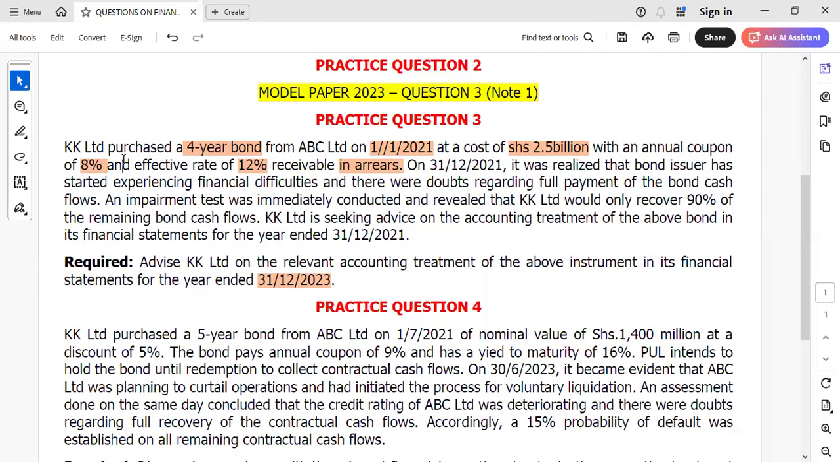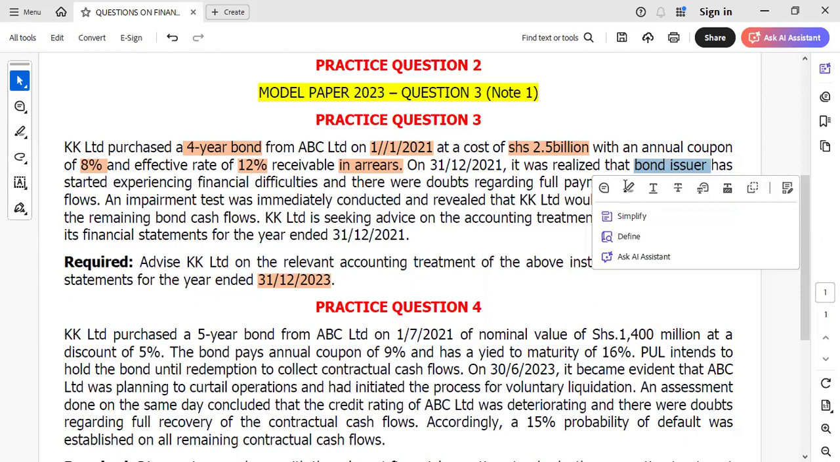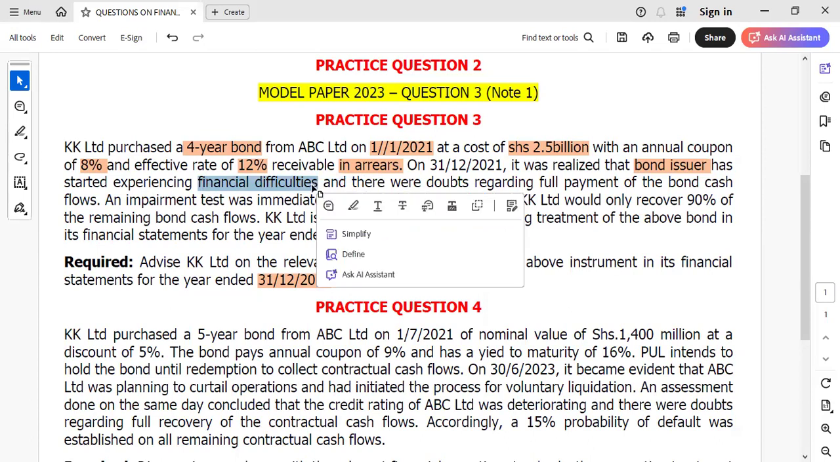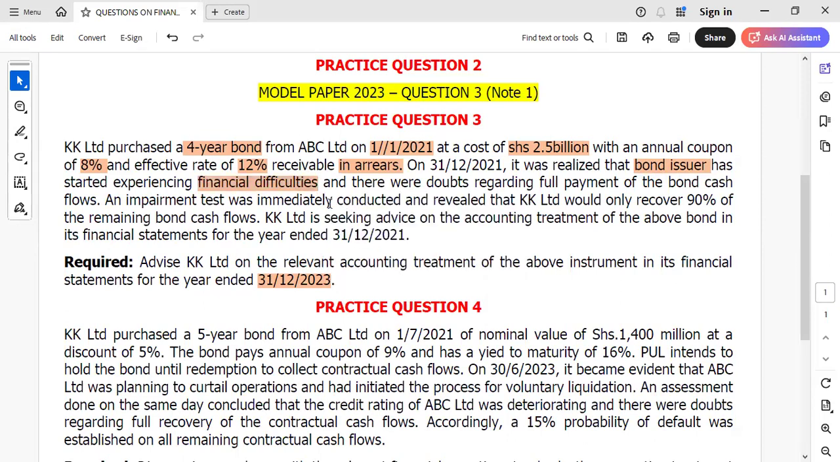Know you are in the books of who. It's something which is very, very key. On 31st December 2021, it was realized that the bond issuer has started experiencing financial difficulties. This is one of the indicators of impairment. The issuer, the borrower, has started experiencing financial difficulties, and there were doubts regarding full payment of the bond cash flows.